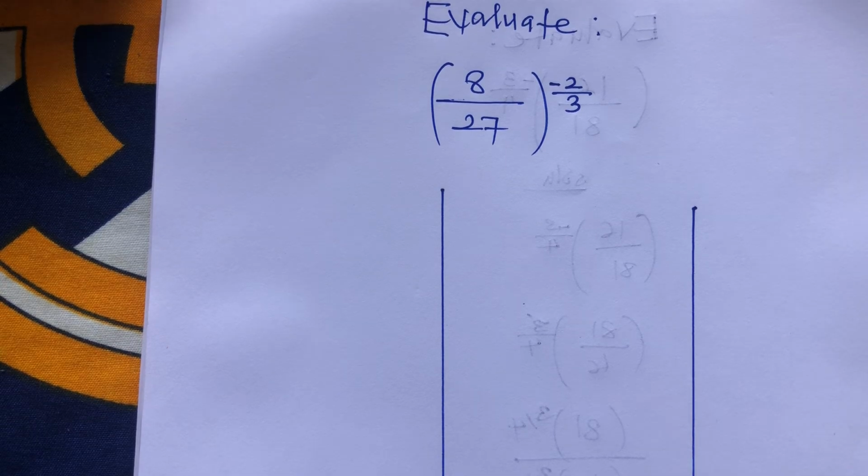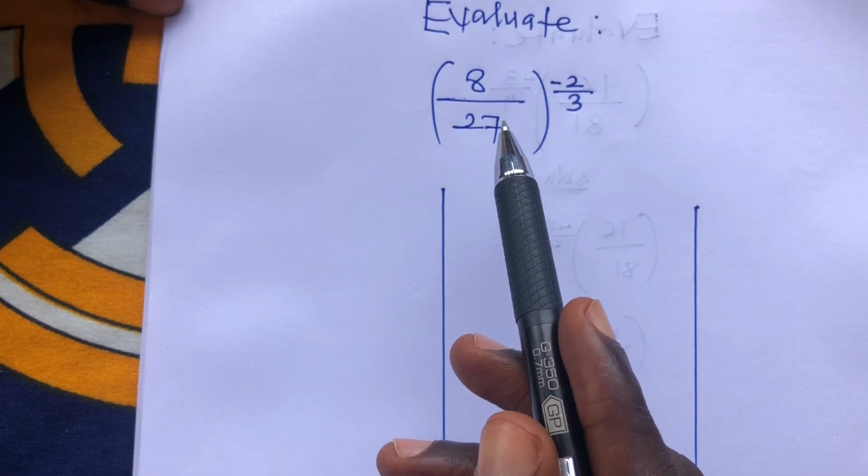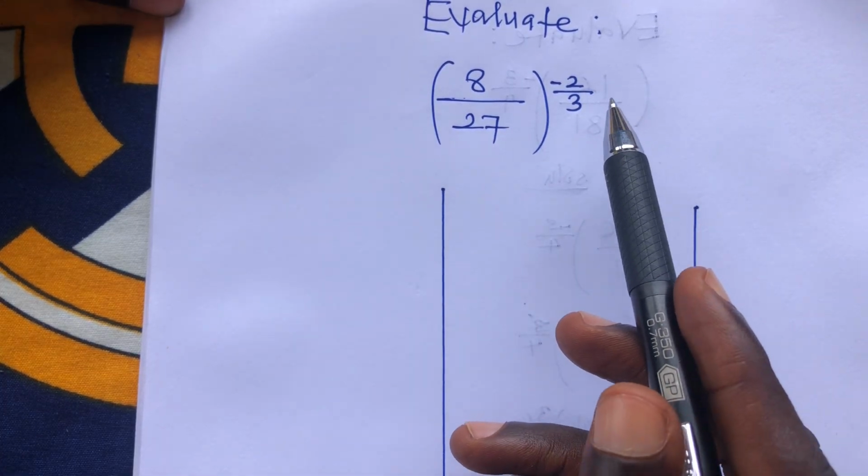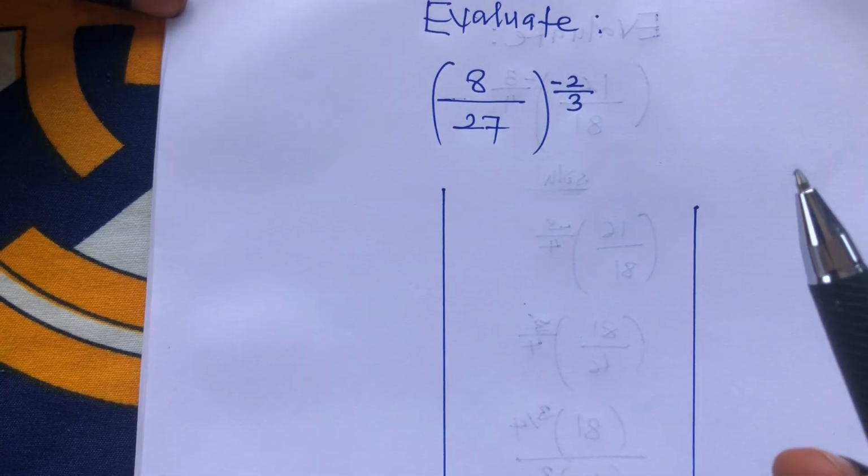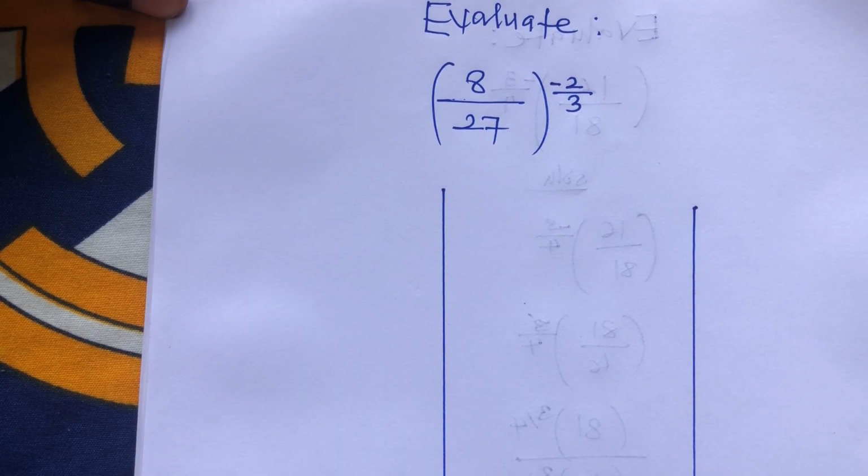Let us provide a solution to this problem that we are given. It reads: evaluate 8 divided by 27 raised to the power negative 2 divided by 3. Here I am going to use three alternative methods to arrive at the same answer.